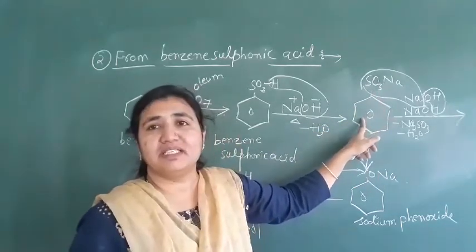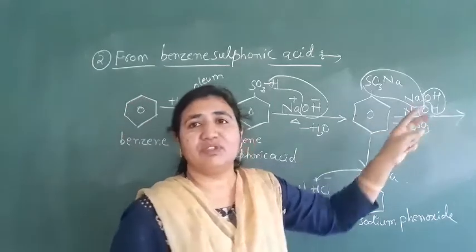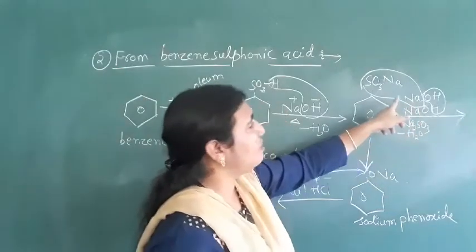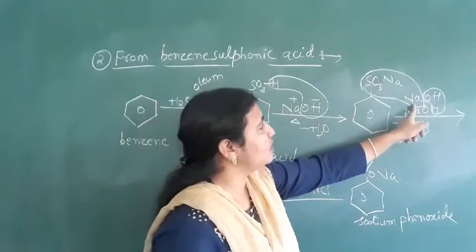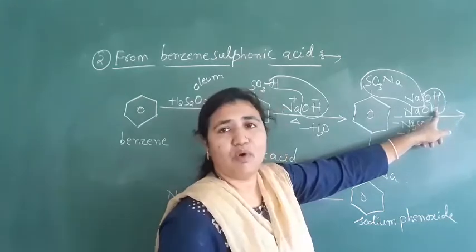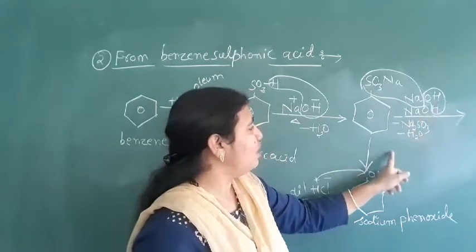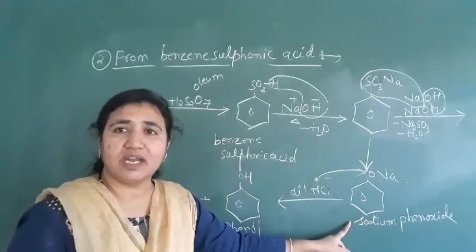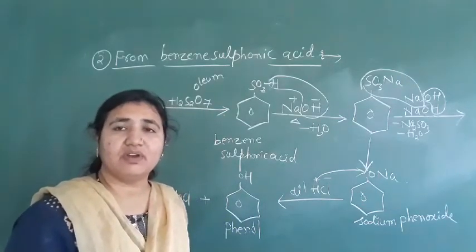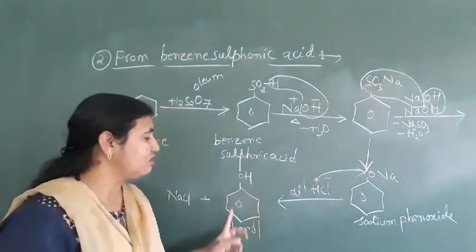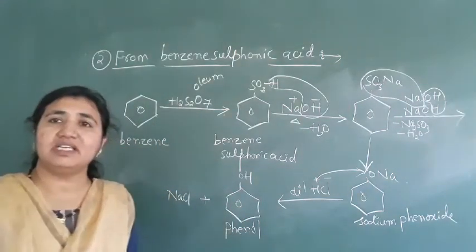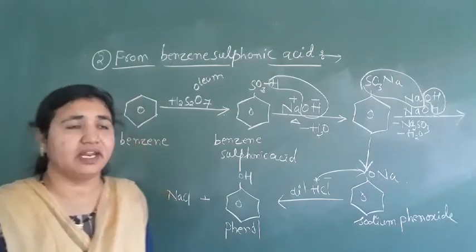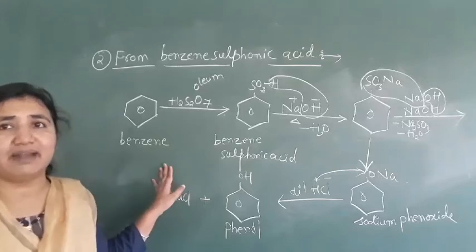And this sodium benzene sulfonate again reacts with two molecules of NaOH. What can we remove here? Na2SO3 and H2O. What remains? ONa. ONa will join to this benzene ring. So what are we getting here? Sodium phenoxide ion. Now we know sodium phenoxide on hydrolysis gives phenol. In the chlorobenzene case also, sodium phenoxide forms, which on hydrolysis gives phenol. Same here. So this is the second method.